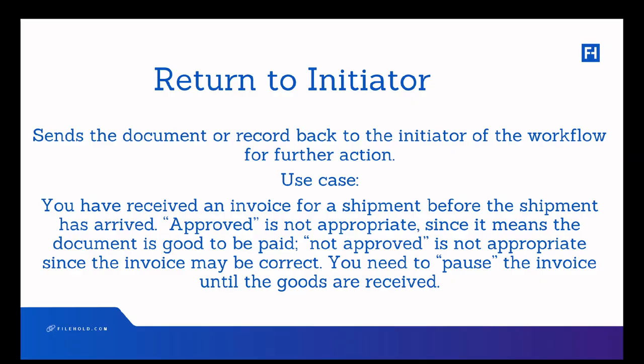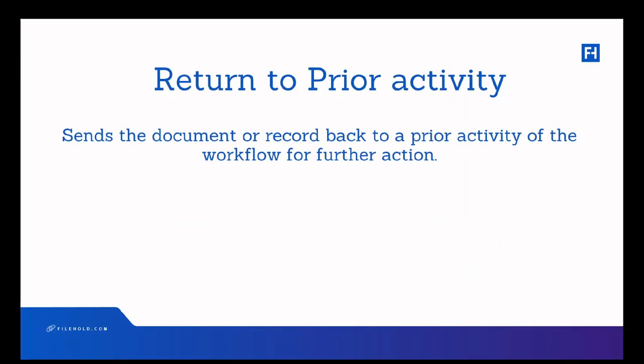Not approved is also not appropriate because we don't want to reject the document because the invoice might be just fine. We just don't have the goods yet. So here I might want to pause the invoice until the goods are received by returning it to the workflow initiator, sending it back to the person who first kicked it off. Return to prior activity is where I can send it to a previously determined activity within the sequence. So here we send the document or record back to a prior activity of the workflow for further action. We're asking someone to take further activity on it.